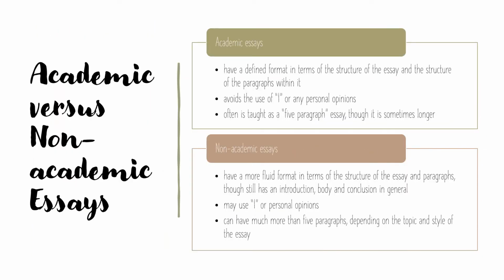The difference between academic and non-academic essays is fairly simple. One is the format. Academic essays have a fairly defined format in terms of the structure, whereas non-academic essays tend to be a little bit more fluid in terms of the paragraphs, paragraph lengths, although both have an introduction, body, and conclusion in general. Academic essays, you avoid the use of I or any personal opinions, whereas non-academic essays will often use both I and personal opinions.